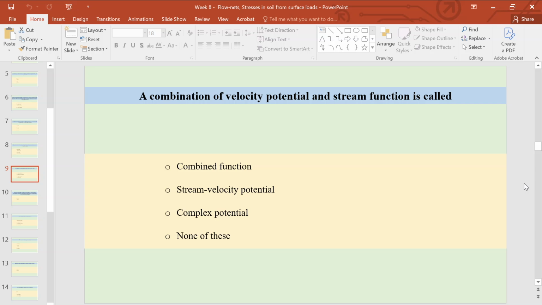A combination of velocity potential and stream function is called. First option, combined function. Second option, stream velocity potential. Third option, complex potential. Last option, none of these.